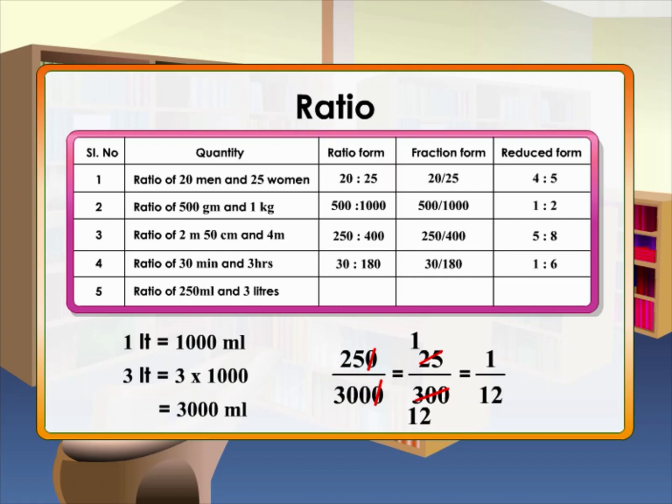The ratio of 250 milliliters and 3 liters can be written as 250 is to 3000 in ratio form, 250 divided by 3000 in fraction form, and 1 is to 12 in the reduced form.